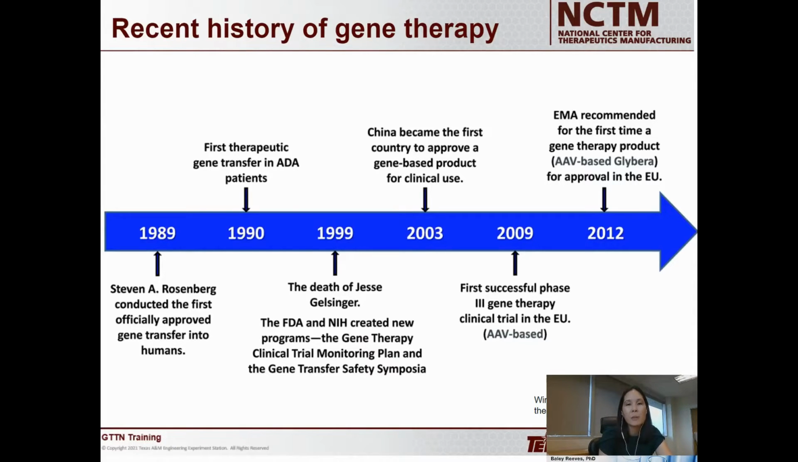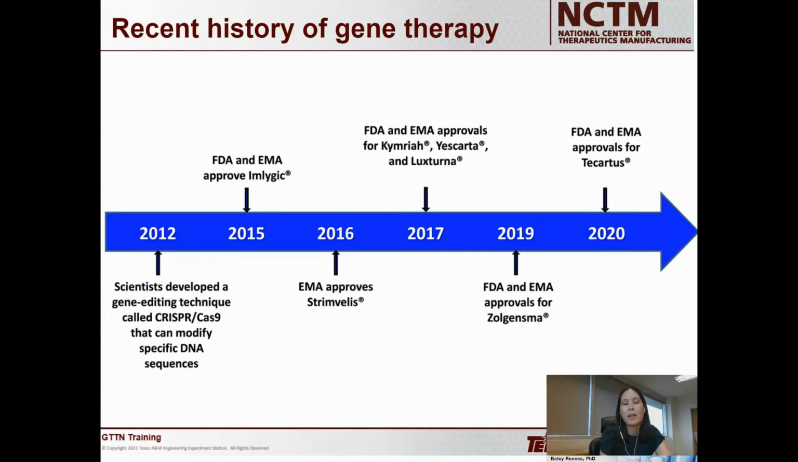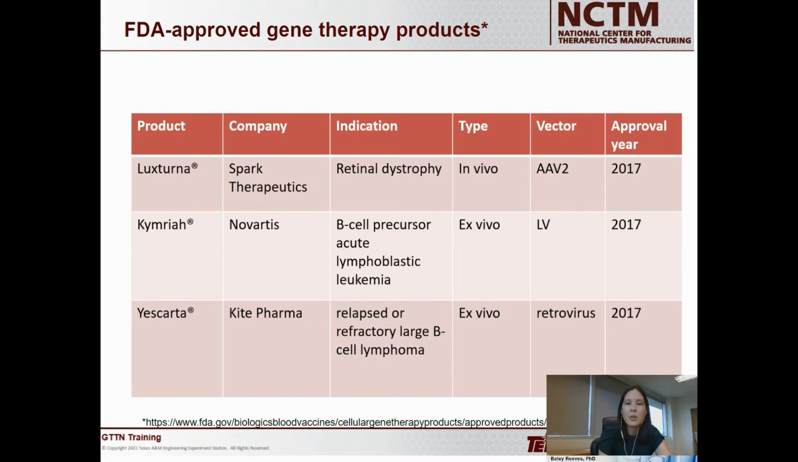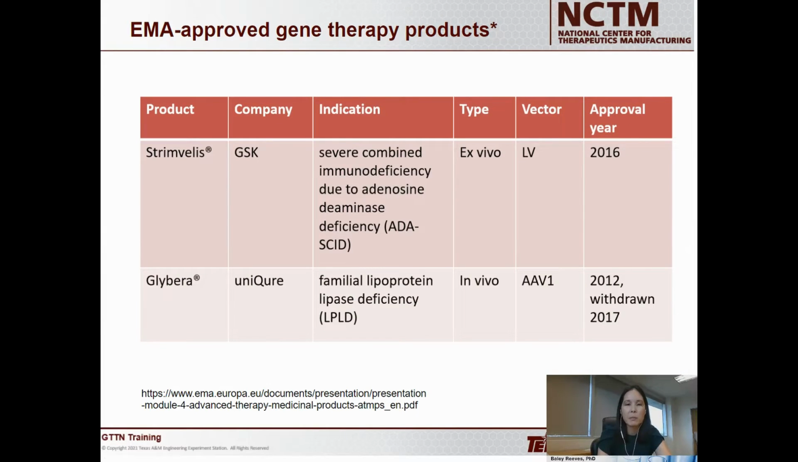Meanwhile, China and Europe started licensing products, and the US ended up finally getting more on board with the gene therapies and approved its first gene therapy product in 2015. And to date, we have a handful of products that are licensed and on the market. So the ones that are licensed, at least in the United States, are listed here. They are a combination of both in vivo and ex vivo therapies, and they're going to be using some different viral vectors in order to transfer those genes to the patients.